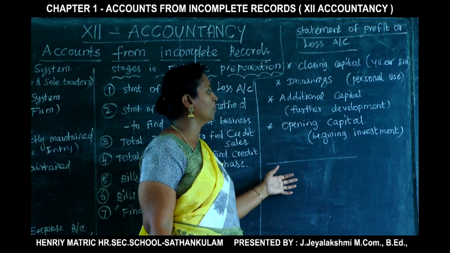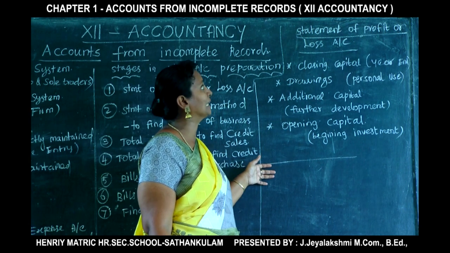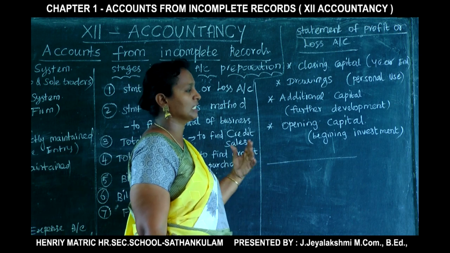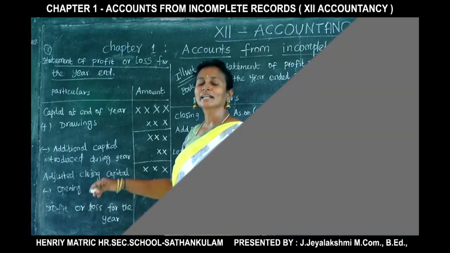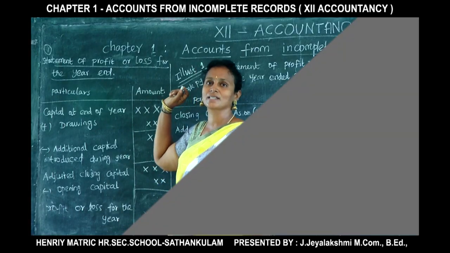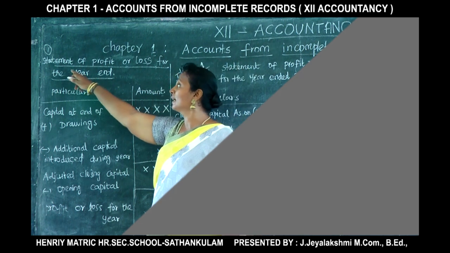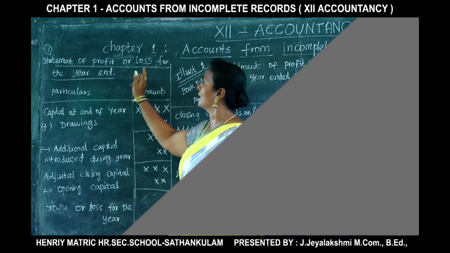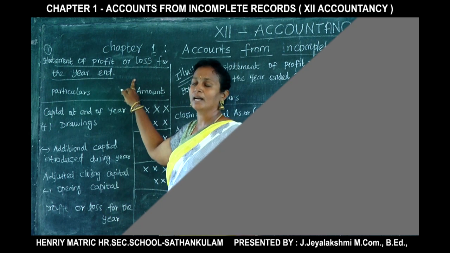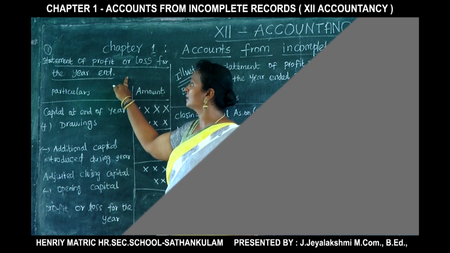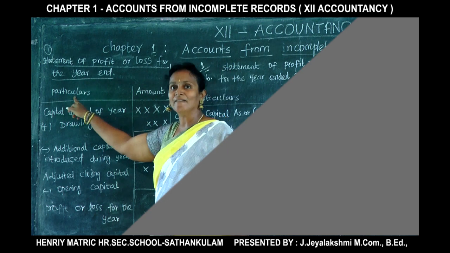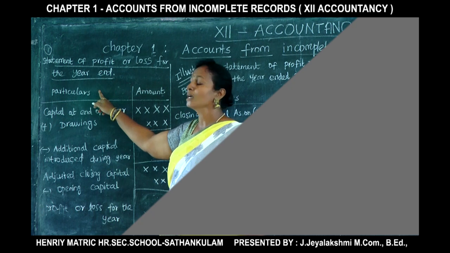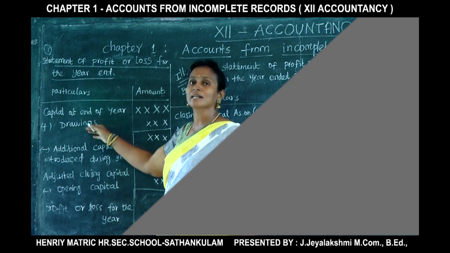We are going to learn how the statement of profit and loss account is calculated. We have one format, and next we are going to see it. Now we are going to see the first stage. We will learn the format first: statement of profit or loss for the year end. This statement should be prepared. We have the format with particulars and amount. Particulars, what are the matters we are going to write here?